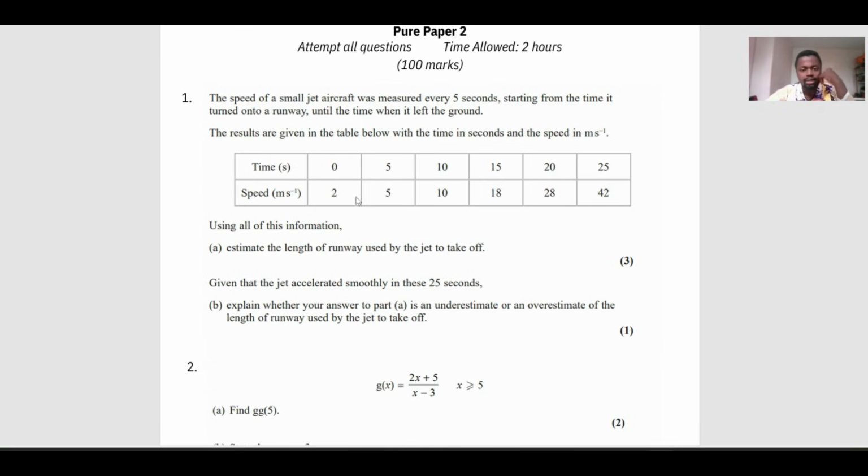So this is how it works. At time 0, the speed was 2. At time 5, the speed was 5. At time 10, the speed was 10. At time 15, the speed was 18. At time 20, the speed was 28.